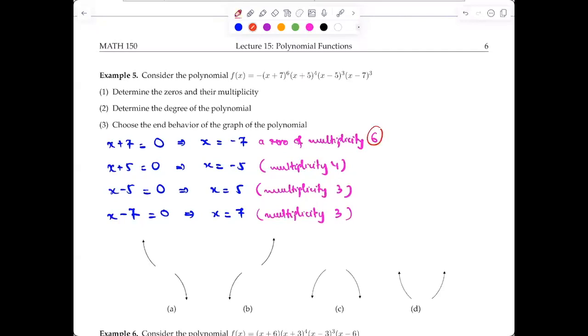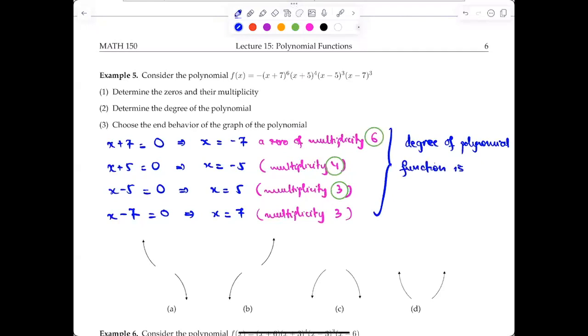So let me use a different color here. So 6, 4, 3, and 3. So from here, the degree of polynomial function is equal to 6 plus 4 plus 3 plus 3, which is equal to 16.